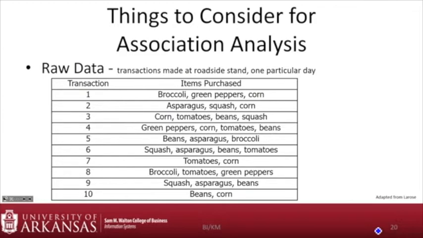So we went to a roadside stand, and at this roadside stand, we have all sorts of different types of vegetables. We've got broccoli, green peppers, corn, asparagus, squash, all sorts of different types of vegetables. And here's just a transaction. So the first person bought broccoli, green peppers, and corn. The second person, asparagus, squash, and corn. So we've got 10 different people who came and bought things.